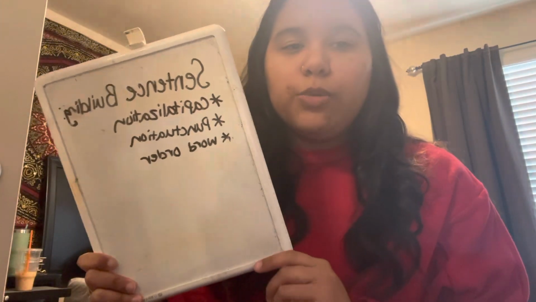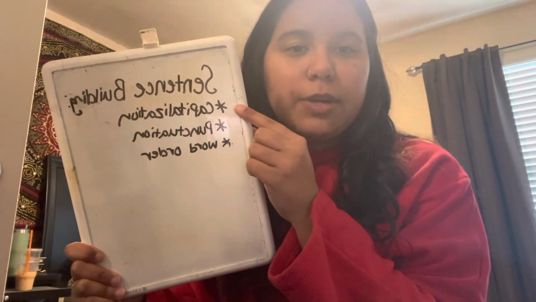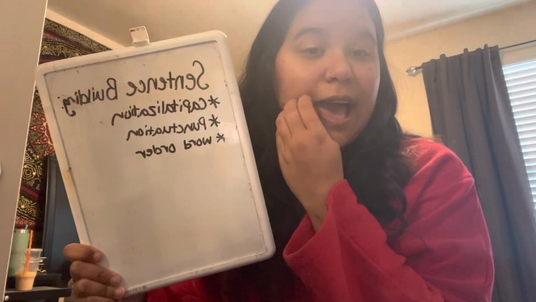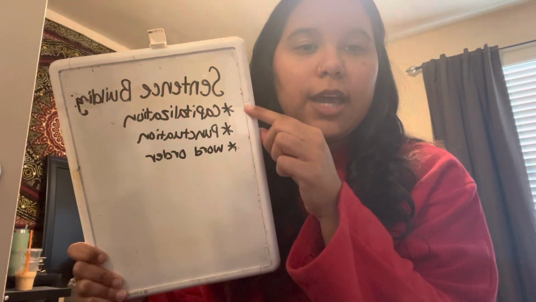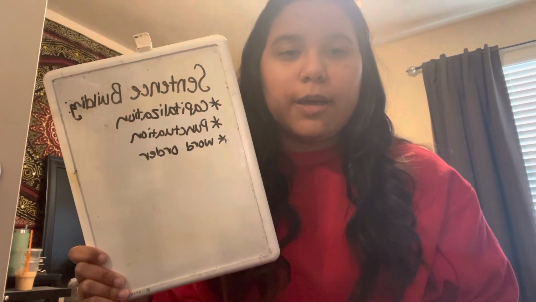So on my little board here, I have what goes into sentence building. So we have capitalization, punctuation, and word order. And when you're writing, you need to make sure that you have all of these things and that they all are correct so that your sentences are easy to read.